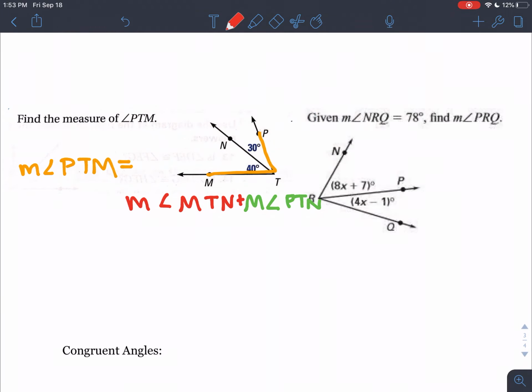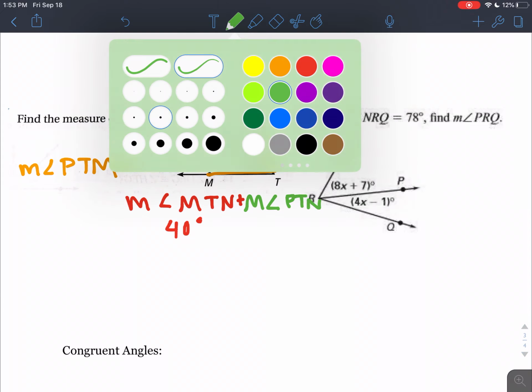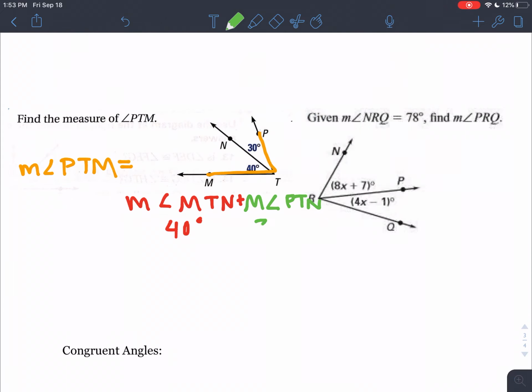So let's just plug it in and figure it out. The measure of angle MTN is 40 degrees, and the measure of angle PTN is 30 degrees. Now, if we were to add these up, we'd find that the measure of angle PTM is 70 degrees. That's how you use the angle addition postulate.